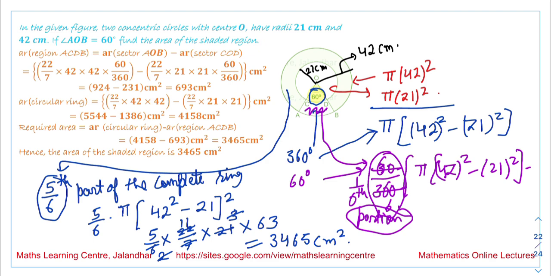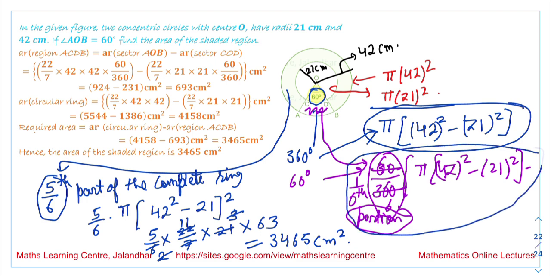Or what we can do is, this is the area of the whole ring, and this is the area of the portion that is left. You can calculate both these values, subtract them, and you will get the same answer, that is 3465 centimeter square.